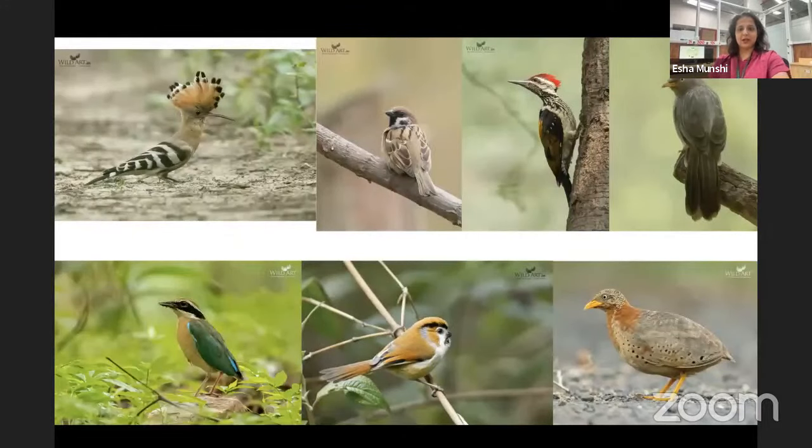So I would open my chat box, and here are a few birds. I think most of them are known to most of you. My question here is, what are the things by which we can identify different species? So this is like a collage of different species, different families. How do we identify different species? What are the key features? What do we look for? Can you type in the chat box quickly, like in the next few seconds?